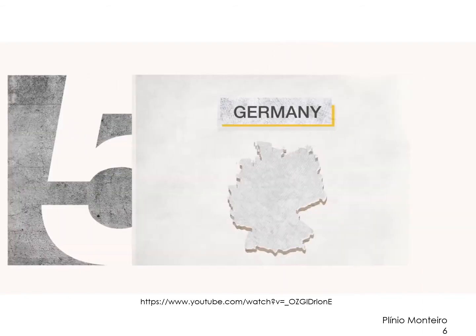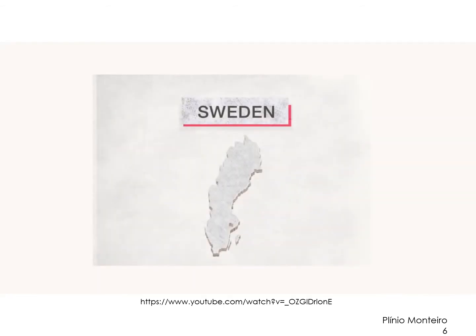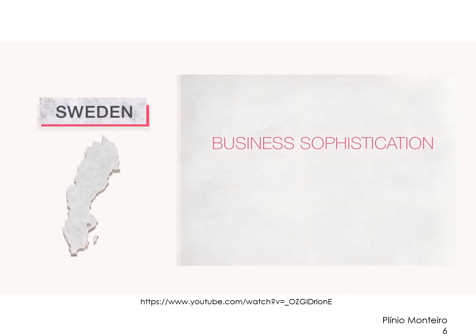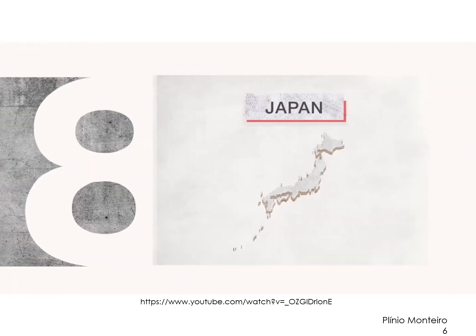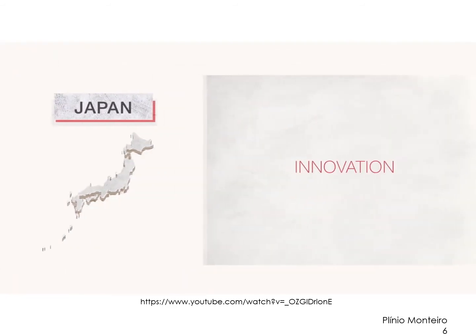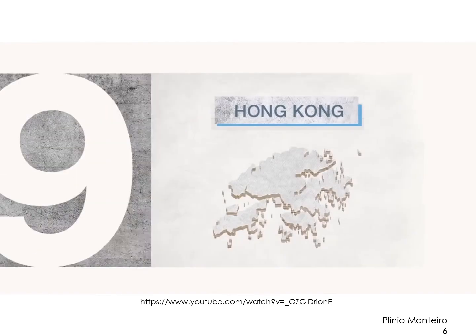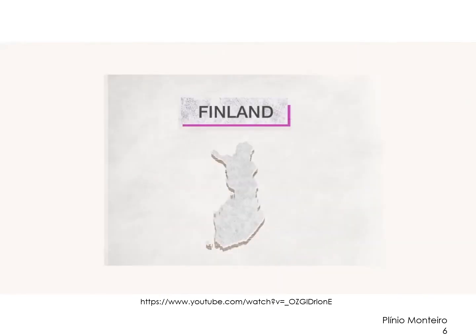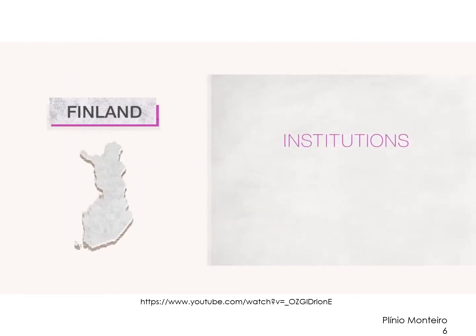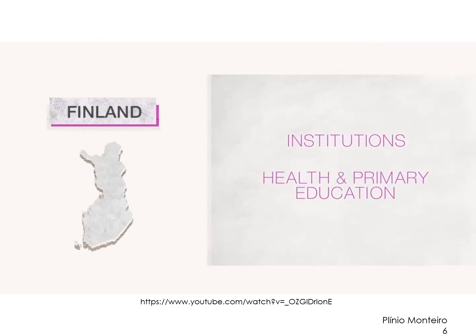Germany follows in 5th position. Sweden reaches 6th place with improvements in business sophistication and innovation. The United Kingdom is in 7th position. Japan falls to 8th position, showing a deterioration in its capacity to innovate. Hong Kong is 9th overall, with the highest marks on infrastructure. Finland is 10th, with the best score on institutions and health and primary education.